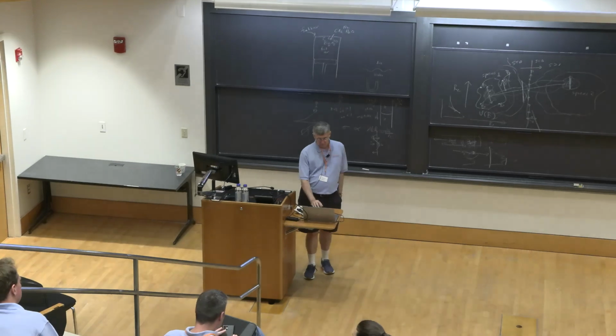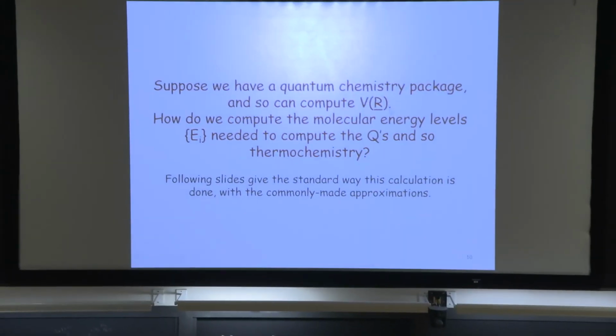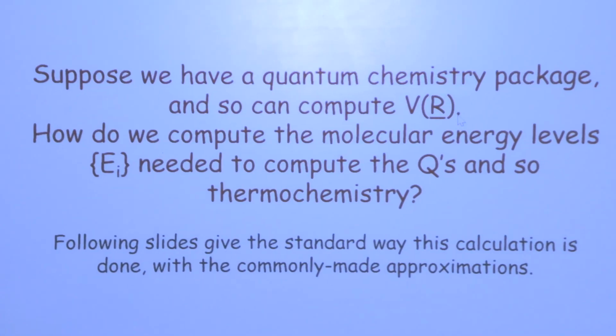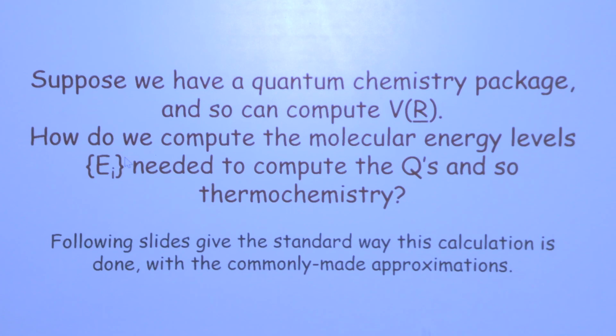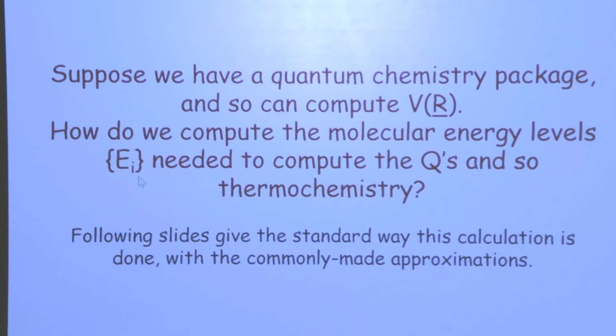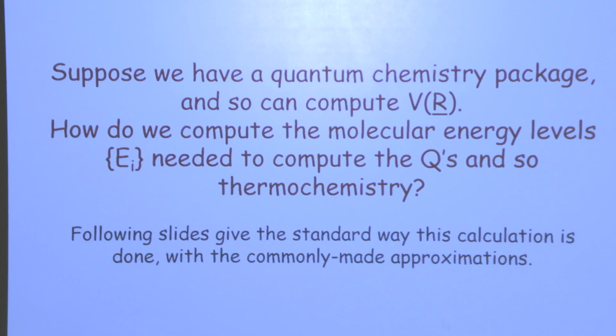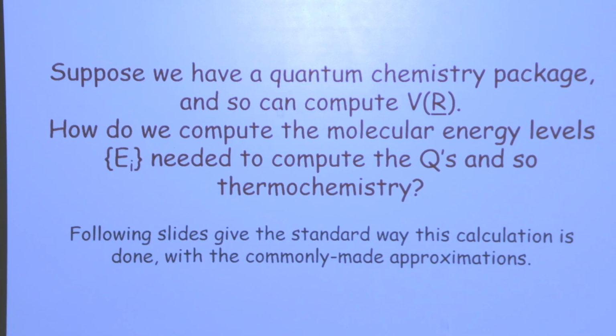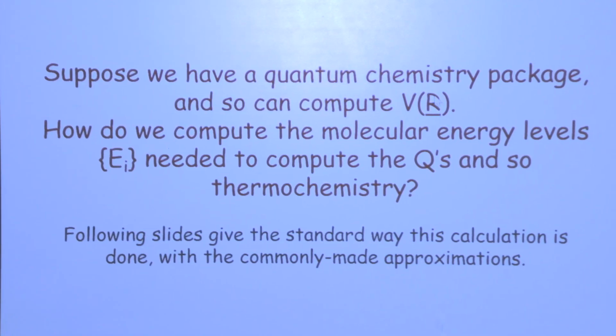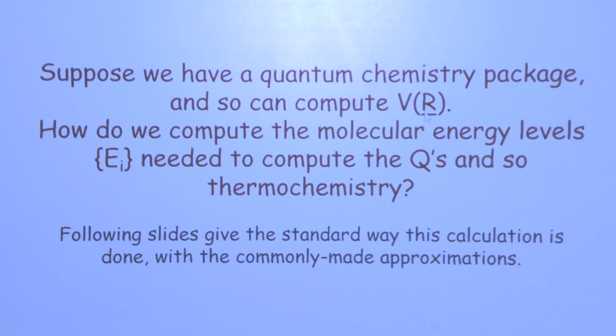Eigenvalues, the Es. So V of R is the eigenvalue of the Schrodinger equation. And the Es are the eigenvalues, the energies of the whole molecule, including the motions of the atoms. So this V of R is holding the atoms fixed at one particular value of the geometry.